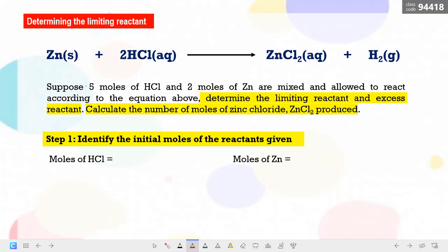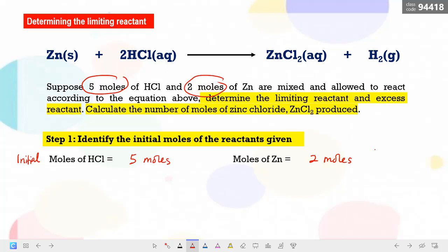Jadi apa maksud 5 moles and 2 moles here? Inilah moles available ataupun initial mole. Mole yang available sebelum tindak balas bermula or initial moles provided to you before the reaction start. So how many moles of hydrochloric acid provided? We have 5 moles HCl and we have 2 moles zinc. Okay, so given to you the mass, you have to convert mass of each reactant to the mole first.